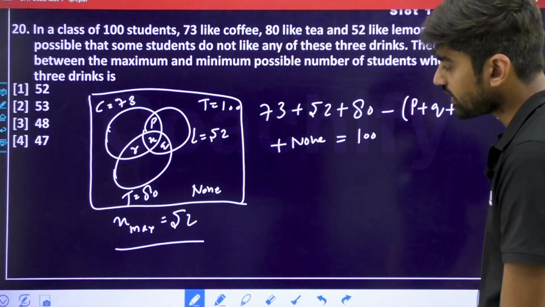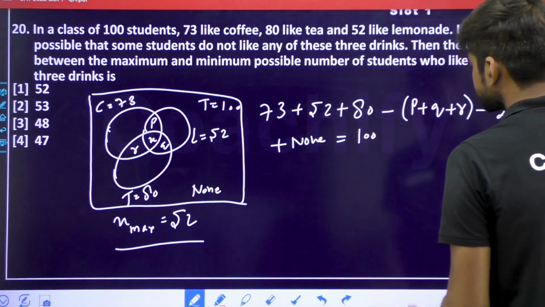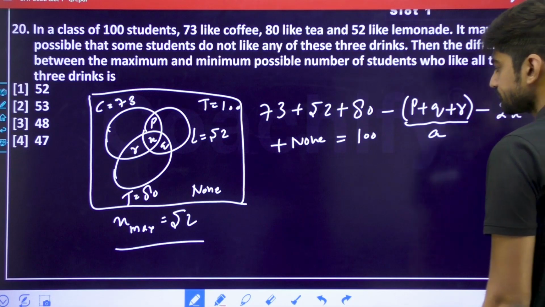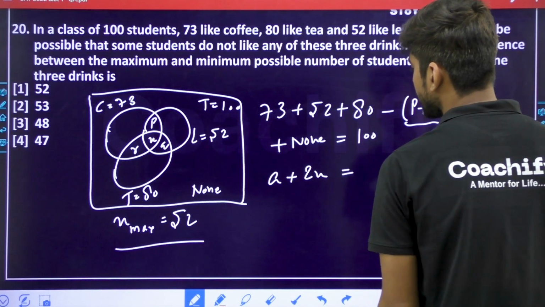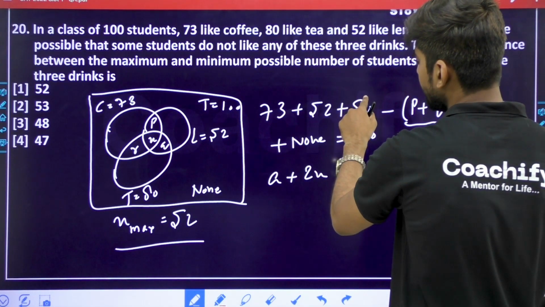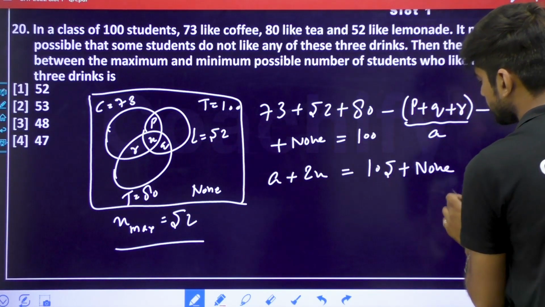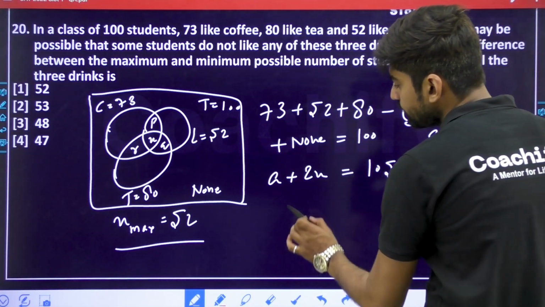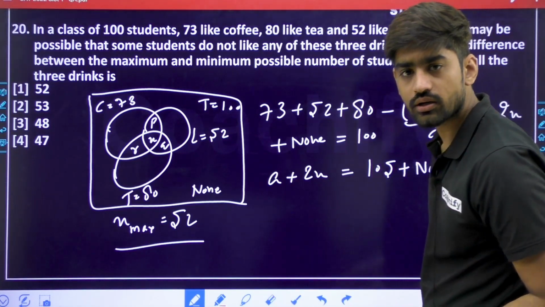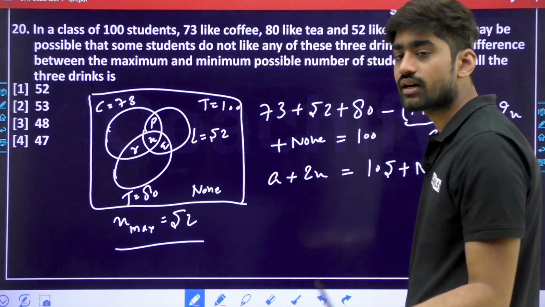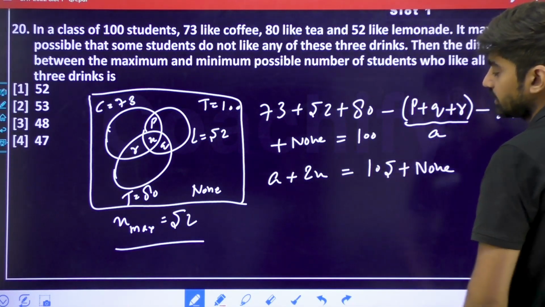Now our challenge is to find out the minimum possible value of x. Okay, let's solve this a bit. Let's assume this thing equals a. So a plus 2x is coming out as 70 and 50, 120, 80, 200, 205 minus 100, which is 105 plus none. Okay. So if we look at our LHS, what is our goal? So our goal is to minimize the value of x. We have to minimize our x, right?